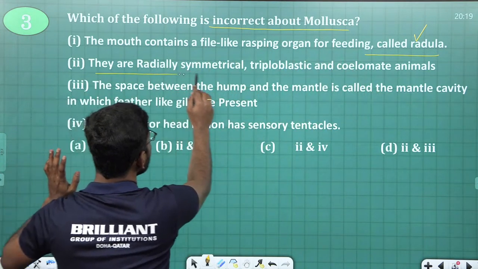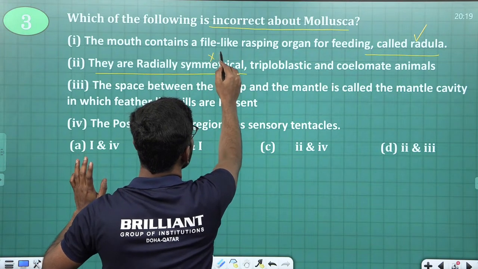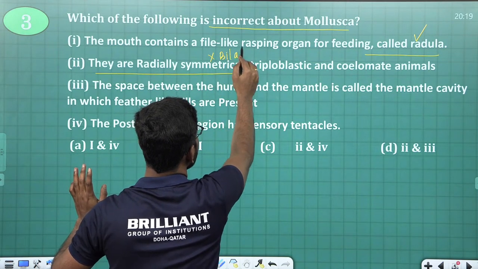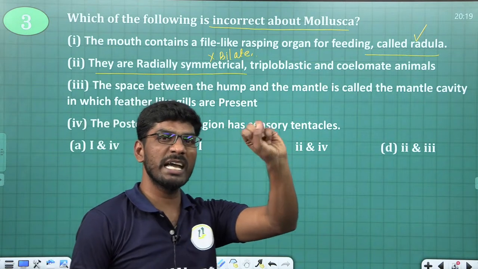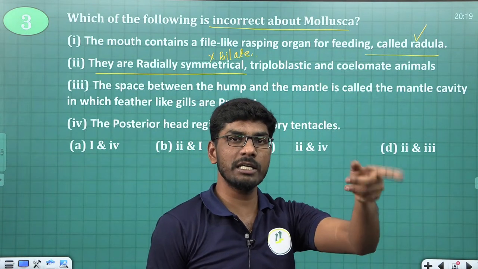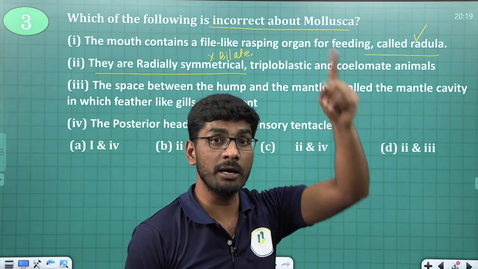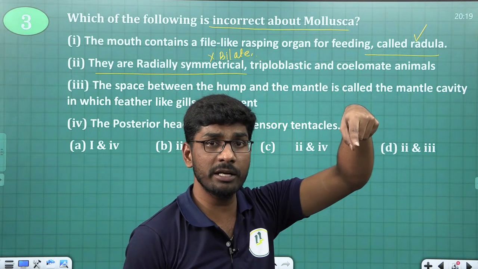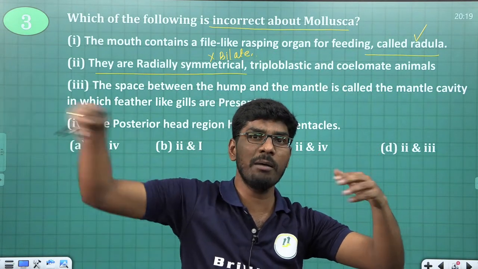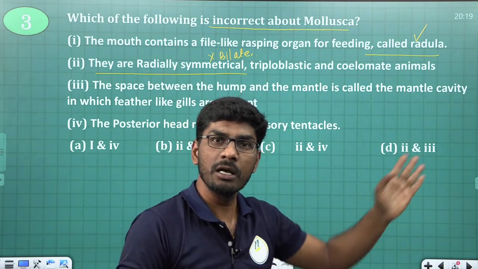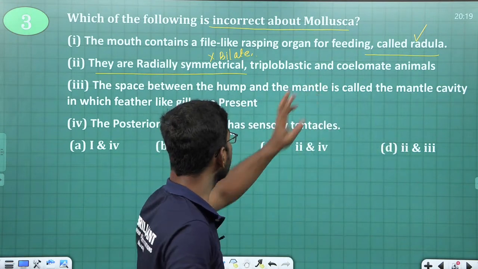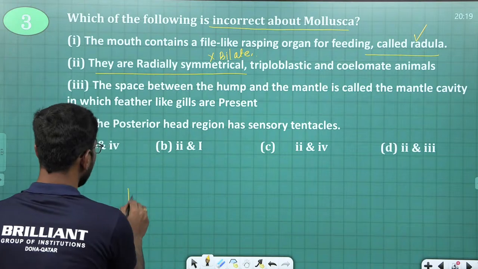Next, they are radially symmetrical? They are bilateral symmetrical, beta. If you are able to recall, first phylum, Porifera, asymmetry. Cnidaria, Ctenophora, radial symmetry. Adult echinoderm, beta, radial symmetry. From Platyhelminthes to Chordata, bilateral symmetry. How many times I said in the class? Bilateral symmetry. Here it is Mollusca, bilateral symmetry. So this statement is wrong. So second one is wrong.